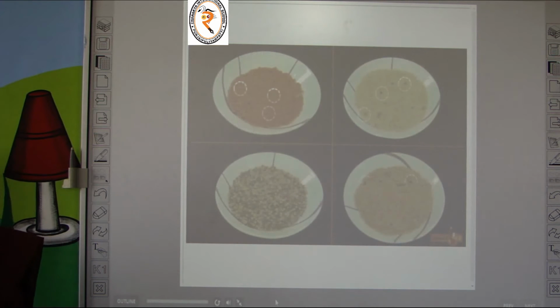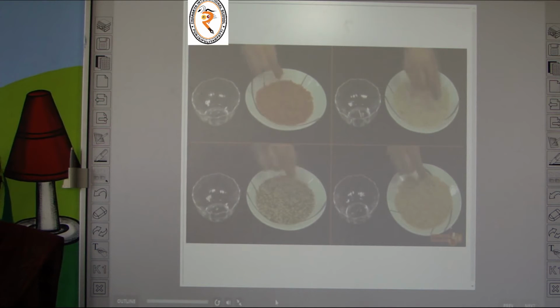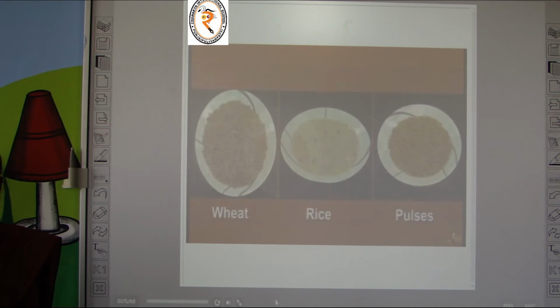Hand picking is used when unwanted material is present in a small quantity. It can be used to separate unwanted substances from useful ones. It is used when the size, shape, or color of unwanted substances is different from useful ones. It is used when food grains like wheat, rice, pulses, etc. contain small stones and insects.